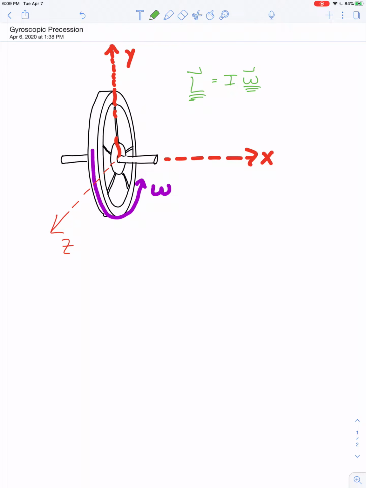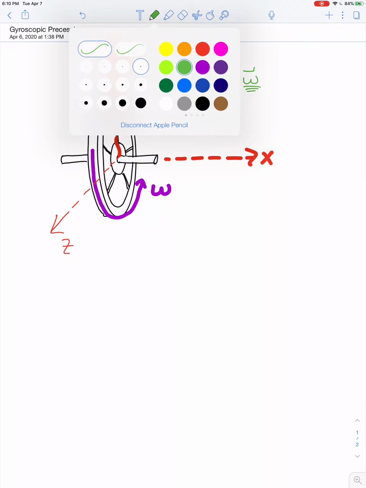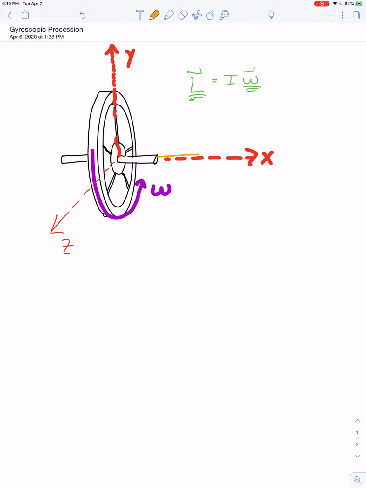It just says take your right hand, curl your fingers to mimic the rotation of the bike wheel, and I think you'll find that your thumb points which way? Doesn't your thumb point in that direction? So that vector is the initial angular momentum of this wheel.